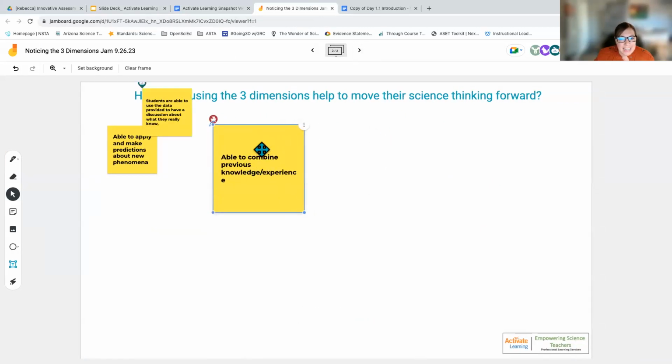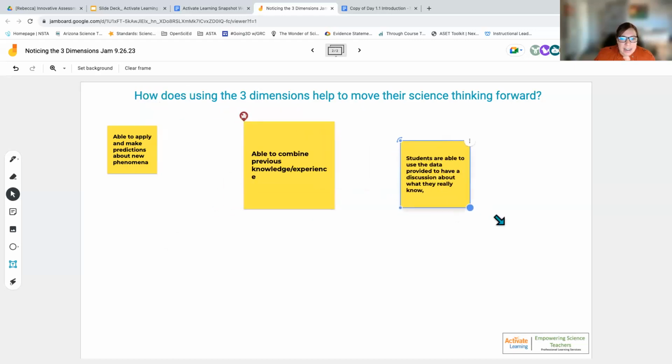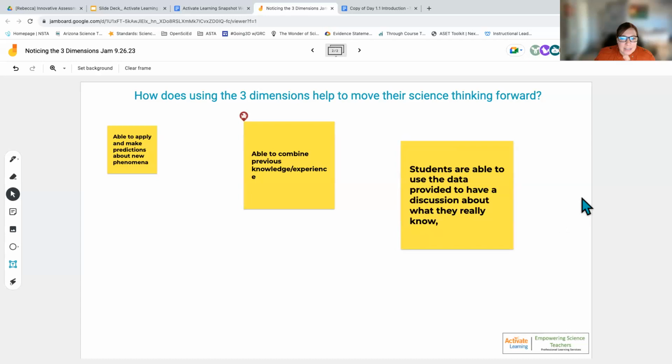Able to, yeah, didn't they talk about a previous experiment? Yes, they talked about an experiment. I love this. Yep, they added to their knowledge using data. I love this. Yep, it's what they really know.